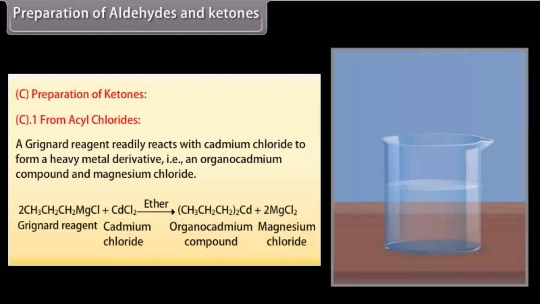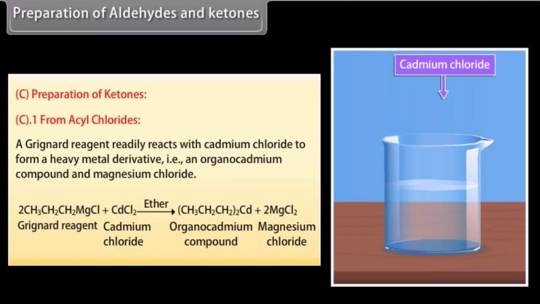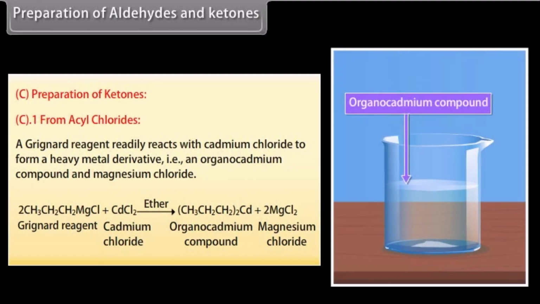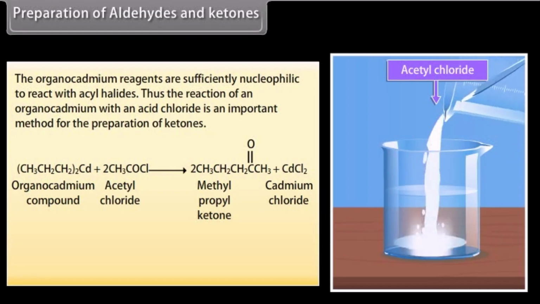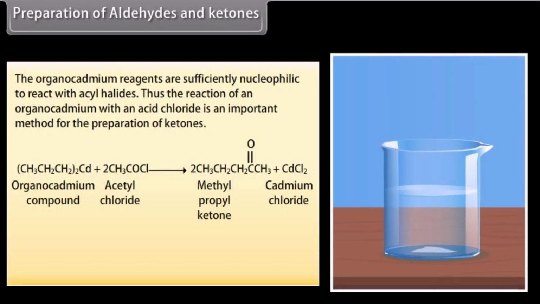Preparation of aldehydes and ketones. Preparation of ketones from acyl chlorides. A Grignard reagent readily reacts with cadmium chloride to form a heavy metal derivative, that is an organocadmium compound, and magnesium chloride. The organocadmium reagents are sufficiently nucleophilic to react with acyl halides.